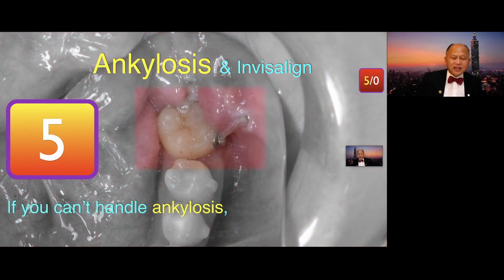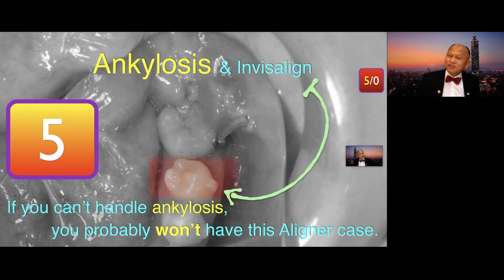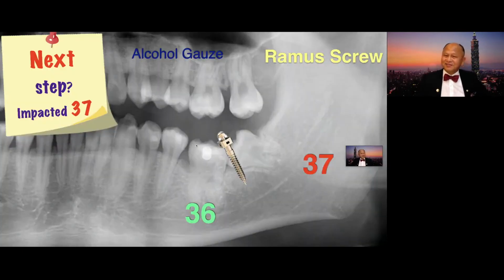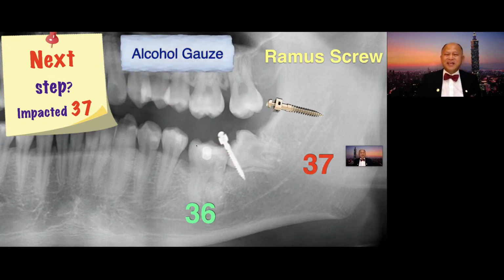If you cannot handle ankylosis, you probably wouldn't have this aligner case, because he was sick, somebody else. And what is the next step? The next step will be to take this out. Don't waste your screw. Use alcohol gauze to clean it and put it back in.